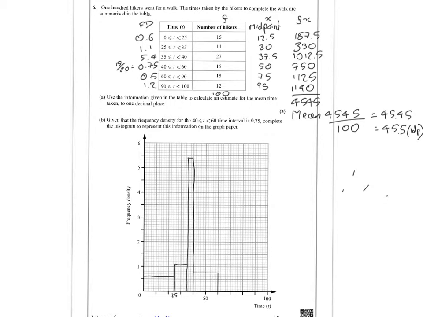5.4, 0.75, we're done, 0.5. 60 to 90, that's up to here, is 0.5, so that's a bit easier to do. And then 90 to 100 is 1.2. So again, 1.2. And we can fill that in. There we go. So there's our completed histogram.